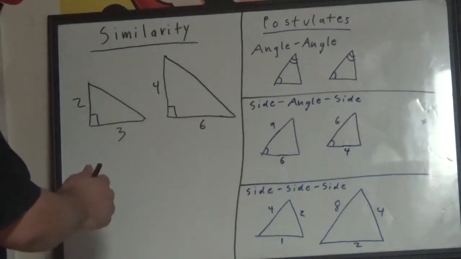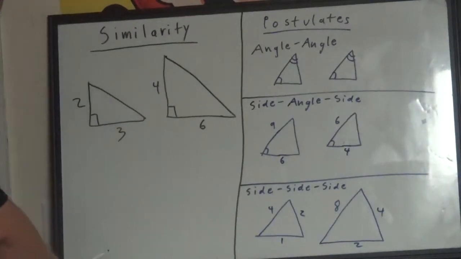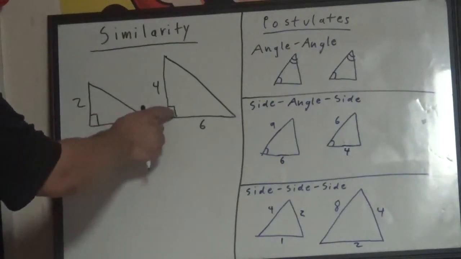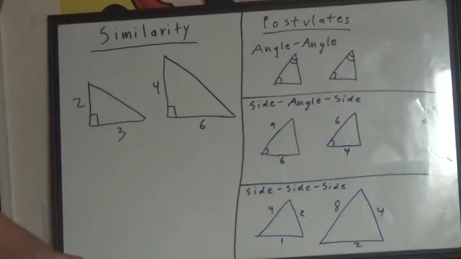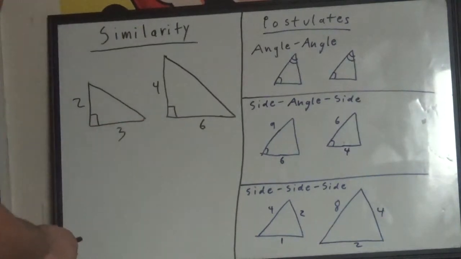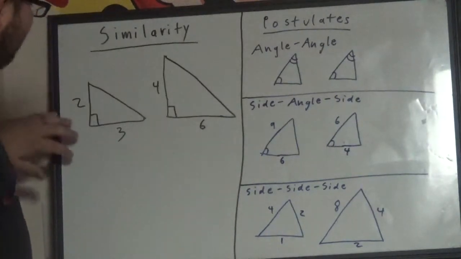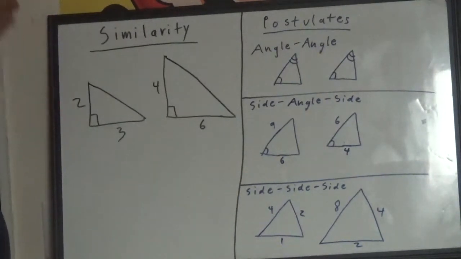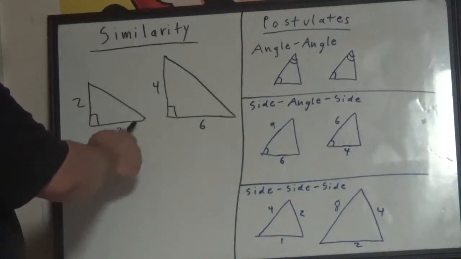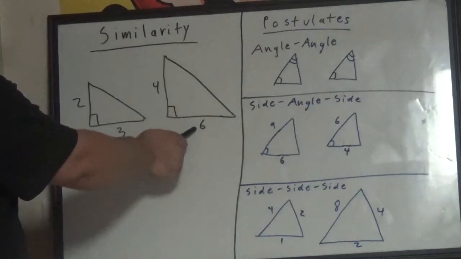To check similarity, the first thing I want to look at is that we have one angle which is the same. So we have this angle, these are both right triangles, so they have one 90-degree angle. So those are, of course, the same. Let's look at the sides. One has a side of 2 and a side of 3. The other one has a side of 4 and a side of 6.